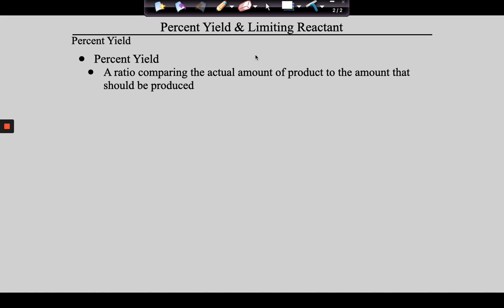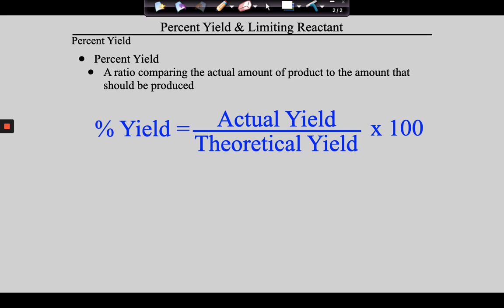So guys, percent yield is a ratio. It is a ratio that compares the amount of product that is produced with the amount that should be produced. So the way that I said it originally is it's a ratio comparing the actual amount of product with the amount that should be produced. But guys, because it's a ratio, you're probably picking up on the idea that mathematically ratios are fractions. And so this is actually the percent yield equation written out in mathematical form.